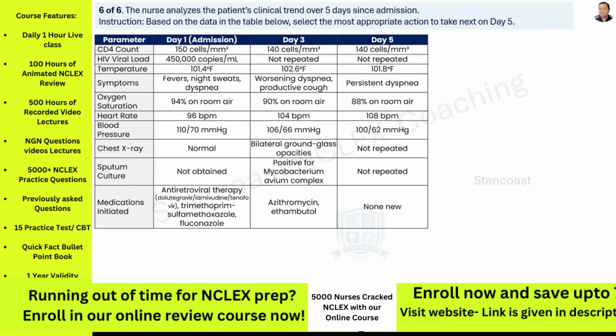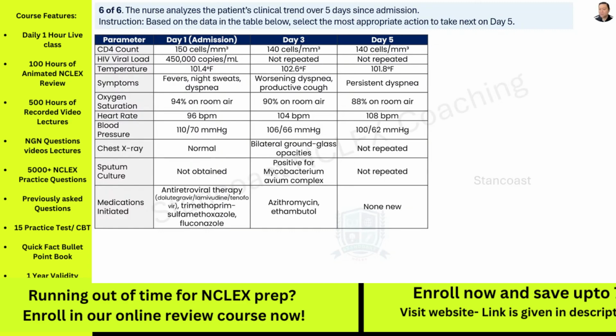For the HIV viral load, 450,000 copies on day 1. For day 3, it's not repeated. For the temperature, 101.4 degrees Fahrenheit on day 1, an increase at 102.6 on day 3, and down to 101.8 degrees Fahrenheit on day 5. Now for the symptoms, there were fevers, night sweats, dyspnea on day 1. On day 3, there was worsening of dyspnea, there's productive cough, and day 5, persistent dyspnea.